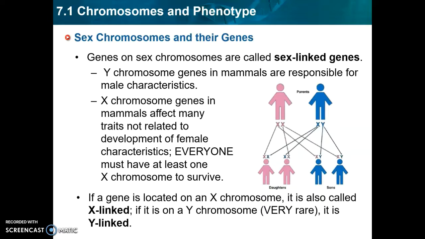So most of our genes that are involved with sex-linked traits are located on the X chromosome. Another word for that is X-linked. If it's on the X chromosome, we would say it's an X-linked trait. If it's on a Y chromosome, which is extremely rare, we would say that would be a Y-linked trait. So whichever chromosome the gene is found on, that is how we would name it, either X-linked or Y-linked.